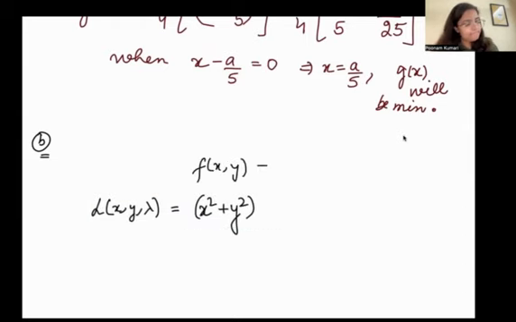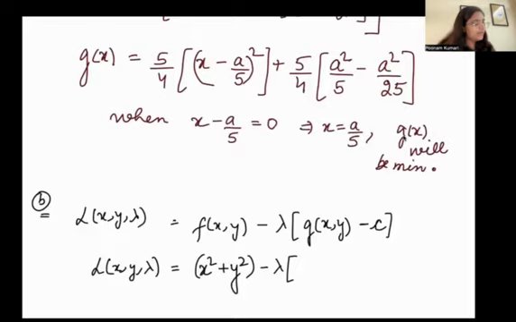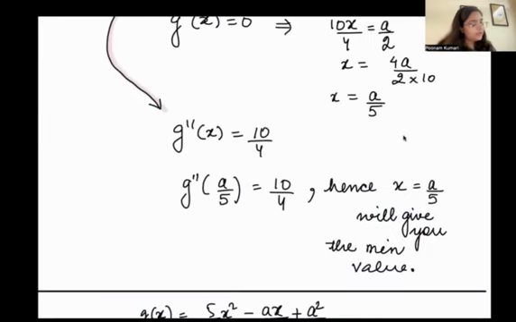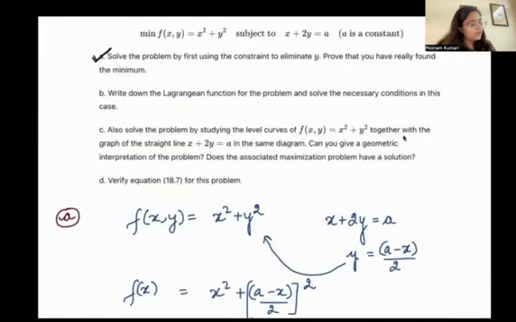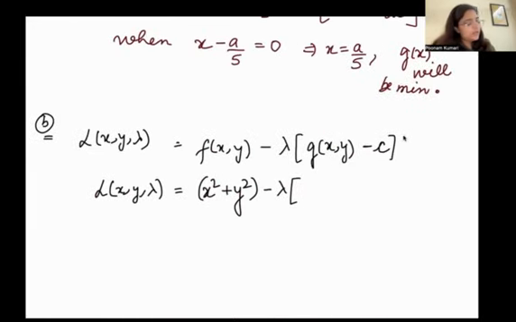Minus lambda times g of x comma y minus c. Right? This is your method. So now minus lambda, what is g(x, y)? g(x, y) was x plus 2y, and x plus 2y is equal to a. So this was x plus 2y minus a, right?